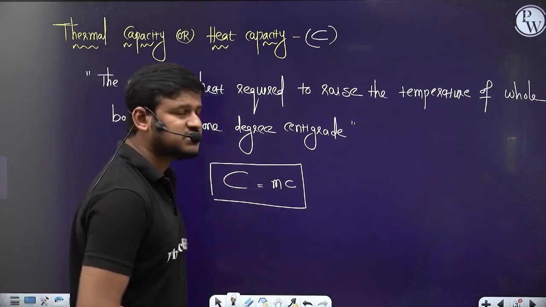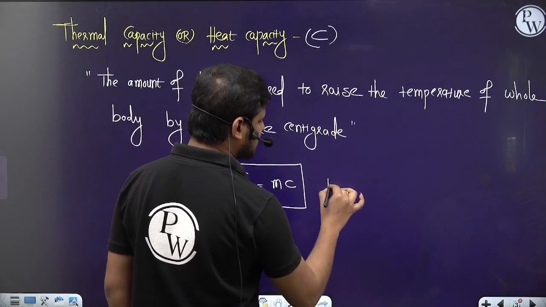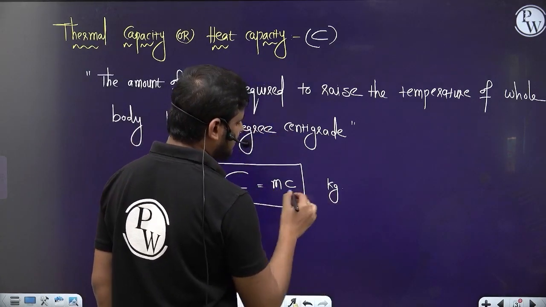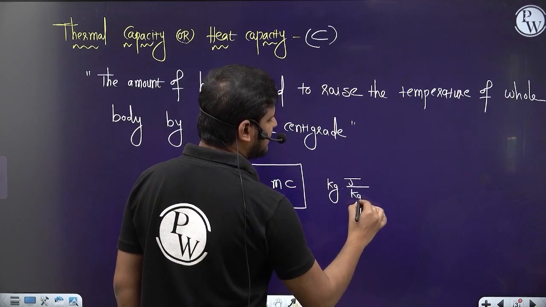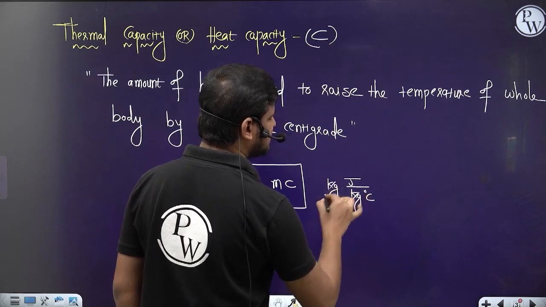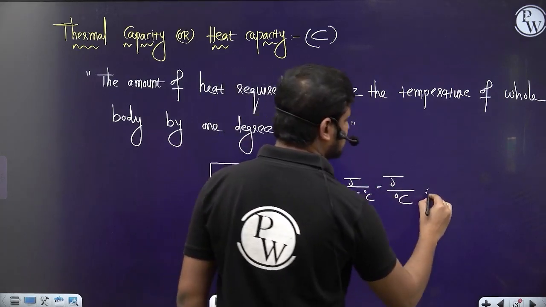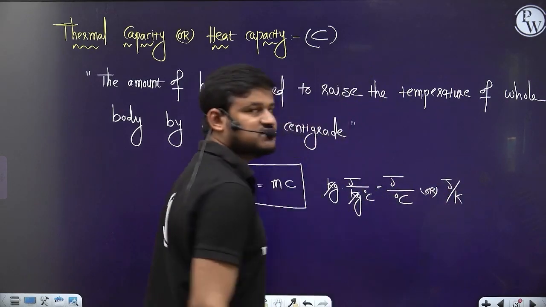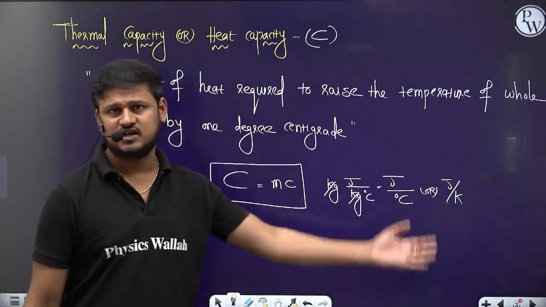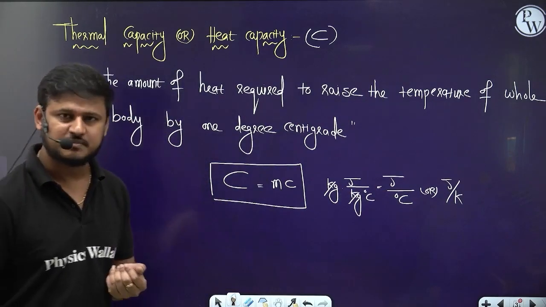So what are the units that you can write? Generally, let's suppose you take the mass in kg, then for c it is going to be joule per kg degree centigrade. Then kg cancels, so joule per degree centigrade, or joule per Kelvin, or calorie per degree centigrade, or calorie per Kelvin. Anything you can write. Clear? So this is about the heat capacity.